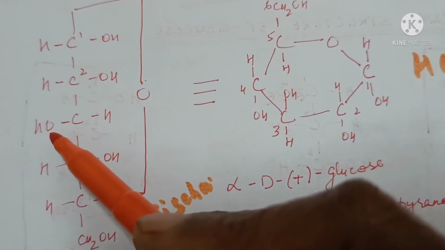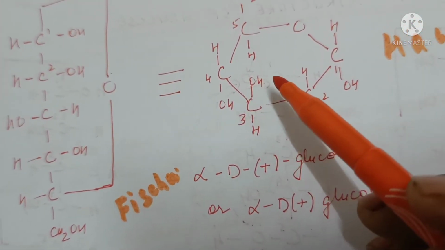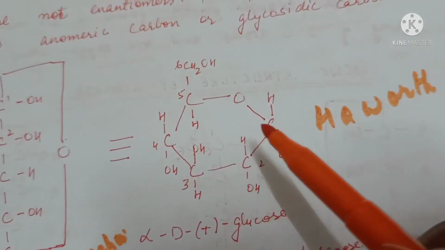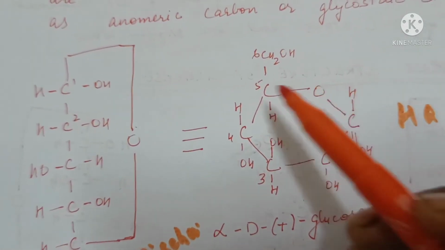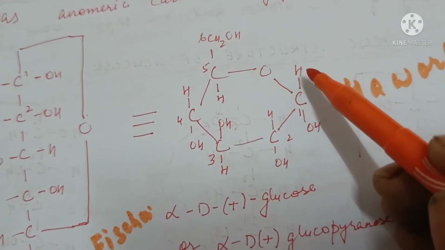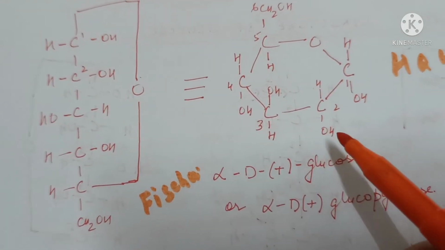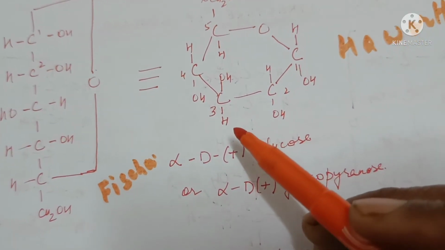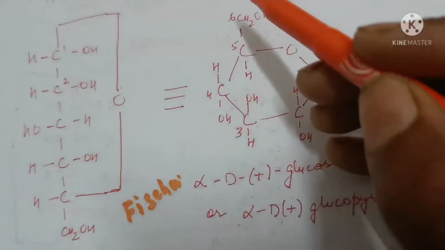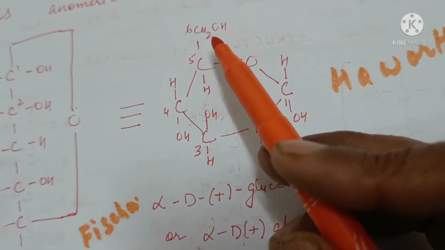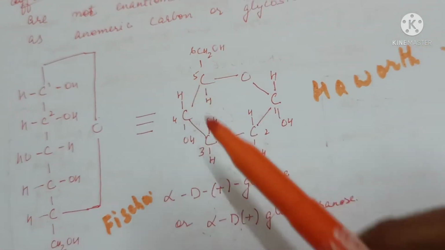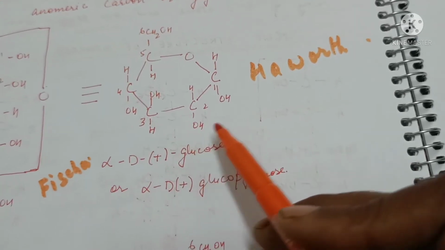Similarly, in the third position, we have OH on the left, so it is placed on top. So what is on the left is placed upwards in the Haworth structure. This is how we write the structure. After O, we write the first carbon atom C. H is on the left, so H is placed up, OH down. Then H up, OH down. Then OH up, because it's on the left, then H down. Then H up, OH down, and on the 5th carbon atom, we place CH2OH up and H down. So this is the Haworth structure of alpha D glucose.